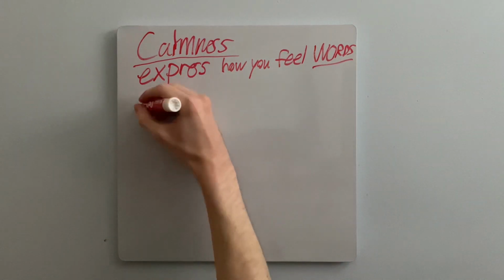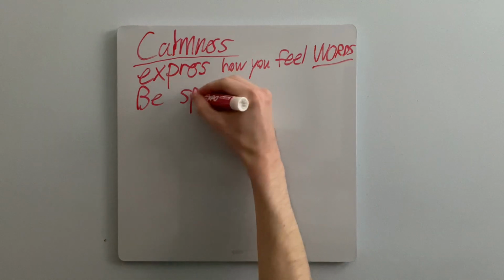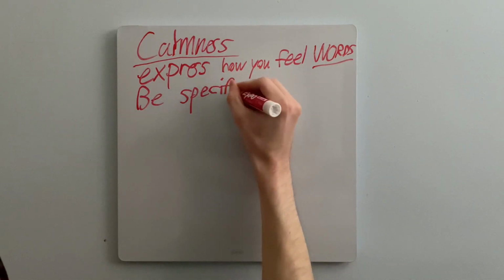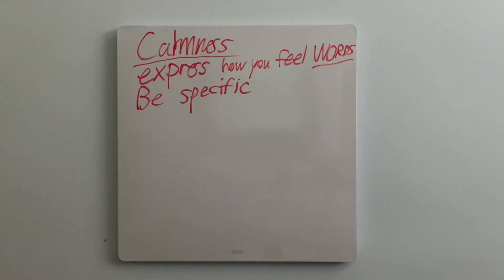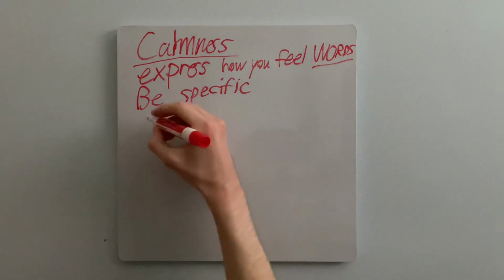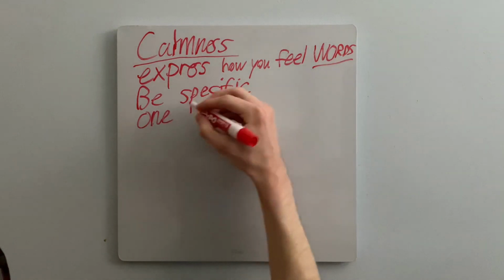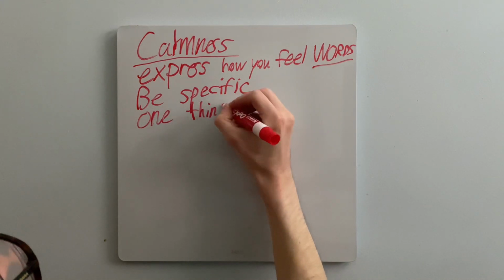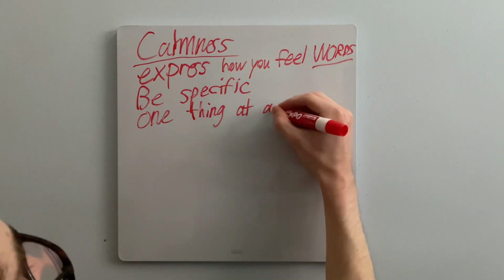Be specific about what the problem is and how you want to fix it. So if someone is saying, oh, well, the kitchen is dirty every day. You never clean the house. So maybe you want to be specific about just the kitchen is dirty. You just want them to fix the kitchen, not the entire house. And then this one kind of goes with it. One thing at a time.